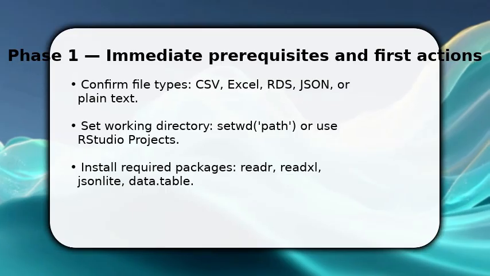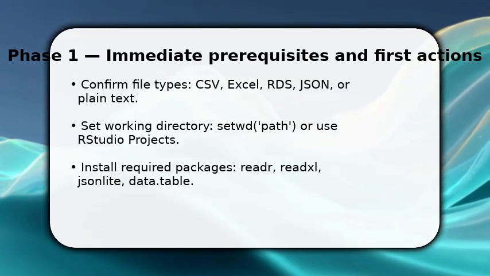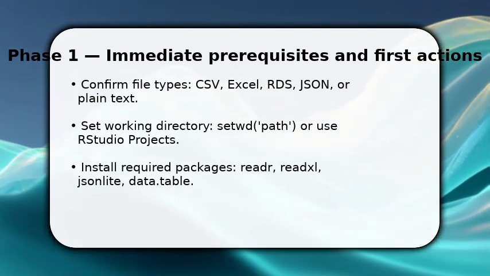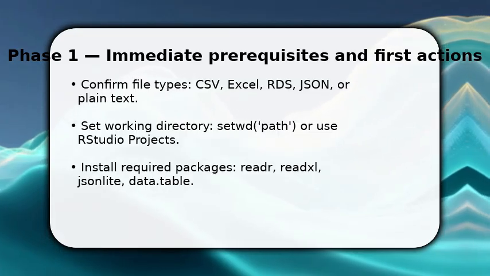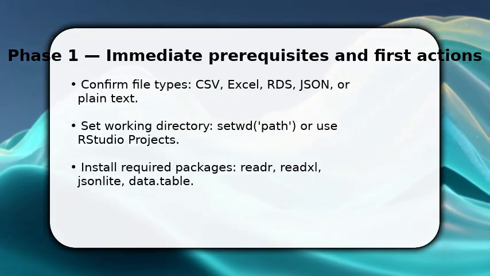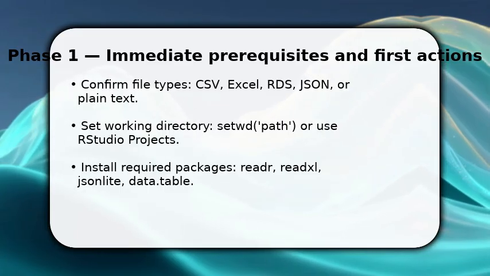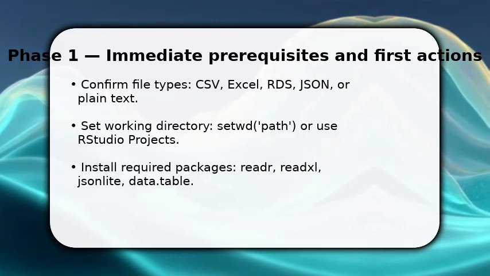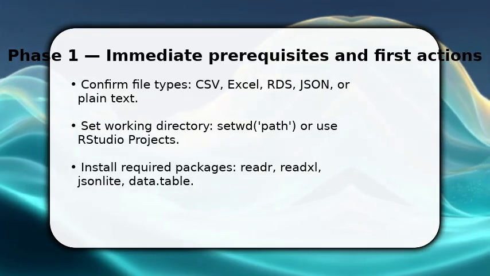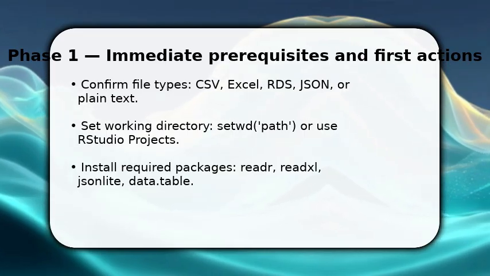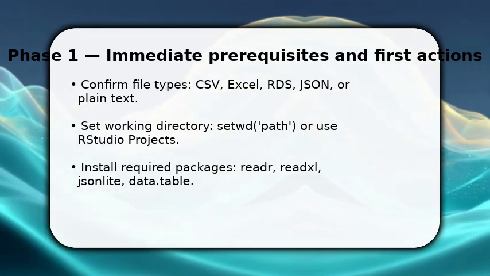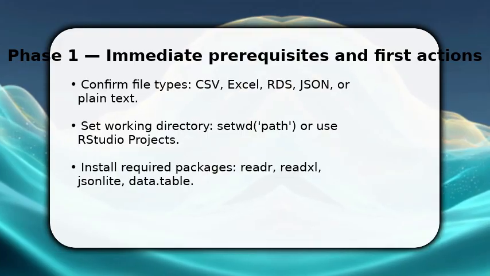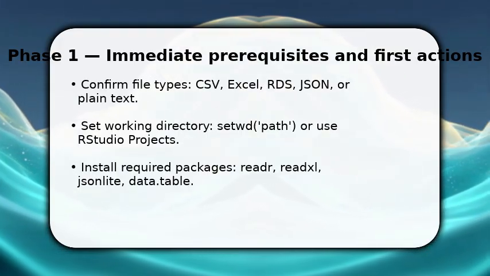You start by confirming the file type and where it lives on disk. This matters because R uses different readers. Once done, set your working directory with setwd or open an RStudio project so relative paths work. Make sure to install and load readr for CSVs, readxl for Excel, and jsonlite for JSON. Install data.table if you need speed. These are the first actionable steps to make reading deterministic and reproducible.